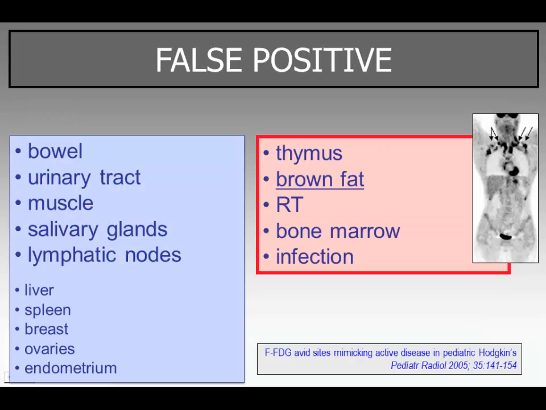The false positive results: on the left you have the false positives in adults or in all the population, and on the right the false positives in children. The most important thing is to remember the thymus activity, the brown fat, and the sequela of the radiotherapy, the bone marrow, and the infection.